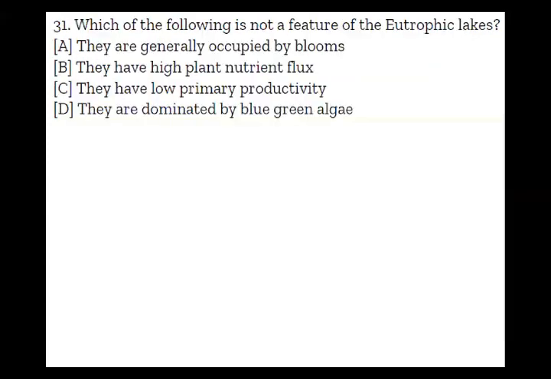The next one is: which of the following is not a feature of eutrophic lakes? Eutrophic means truly trophic. Trophic means there are different layers of trophic levels in the lakes. So there are conditions given as options. A, they are generally occupied by algal blooms. B, they have high plant nutrient flux. C, they have low primary productivity.